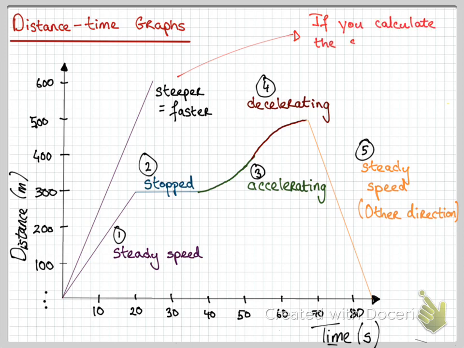And if you calculate the slope or the gradient of this line, it will equal speed. To remind you, to calculate slope is y2 minus y1 over x2 minus x1. Try and find the slope for these two lines if possible.